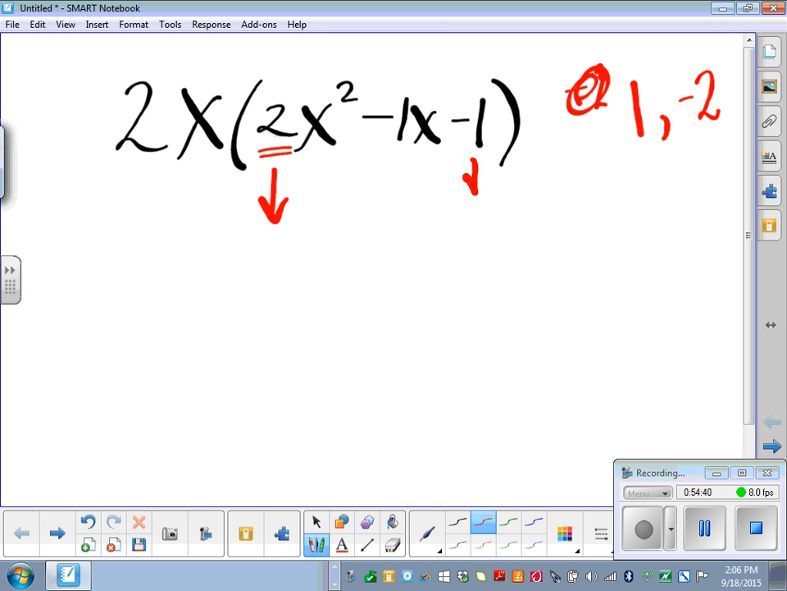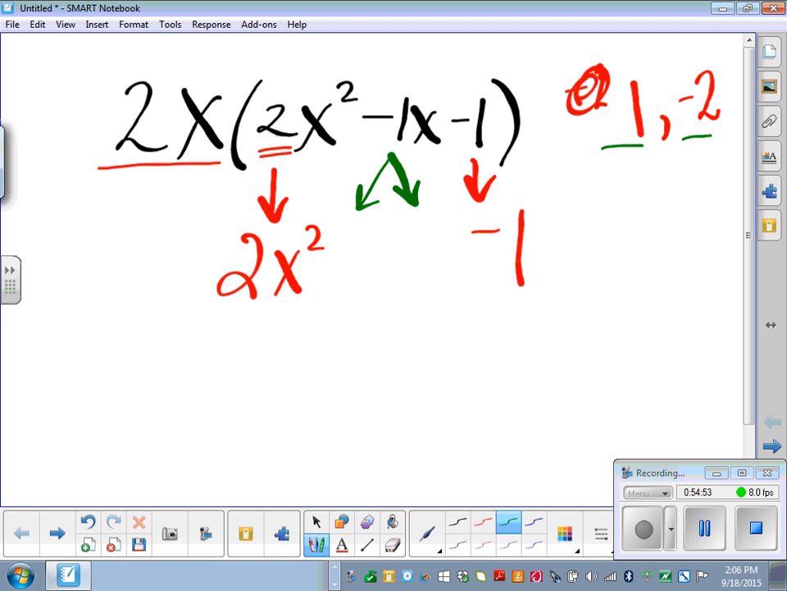So we're going to drop and break. So you're dropping down your end terms. Now don't forget about this, but we're going to ignore it for now. So we're dropping down the end terms, 2x squared, and then negative 1, and then we're breaking down the middle term. So we're rewriting our middle term as our two factors, but with x's. So it'll be positive 1x and then minus 2x.